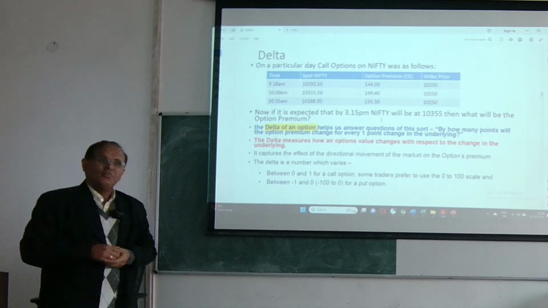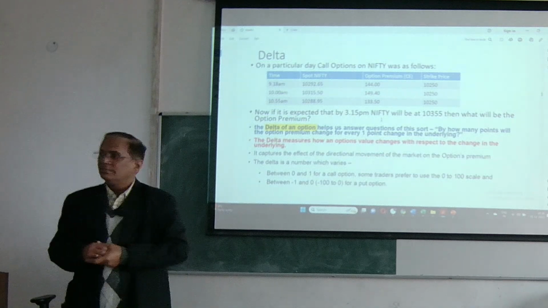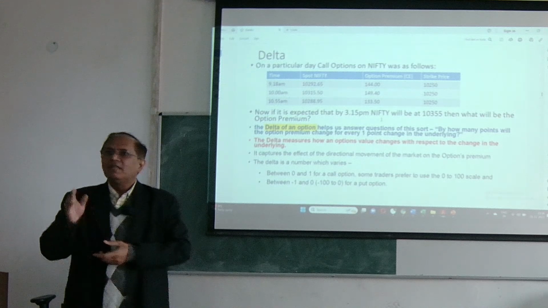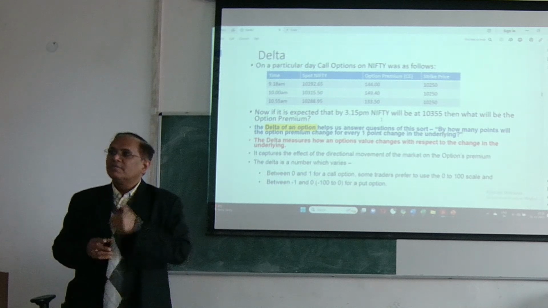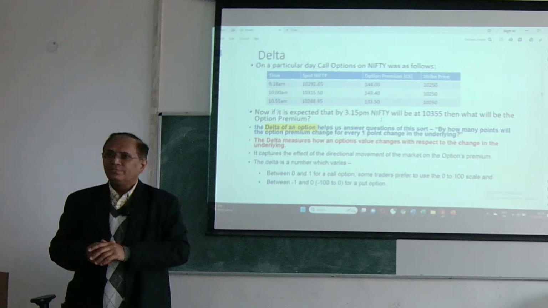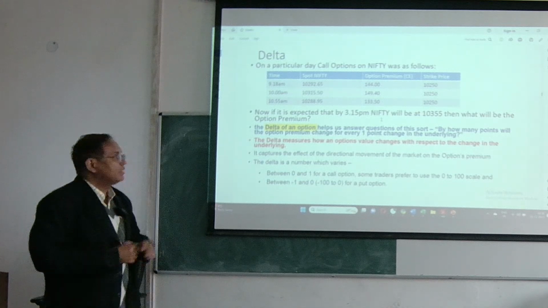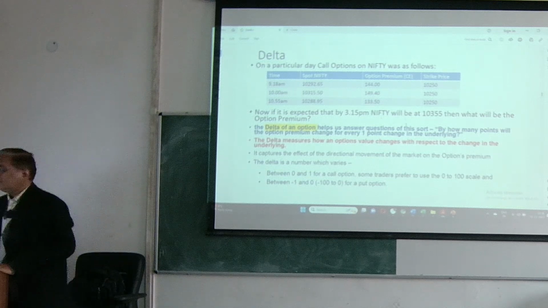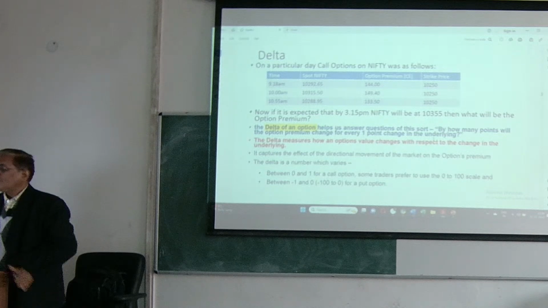So it means if you can predict the underlying price movement, then easily you can predict the premium also, subject to delta being known to you. If delta is known to you, you can predict that, and that is what it has been used for. So delta of an option helps us answer questions of this sort.